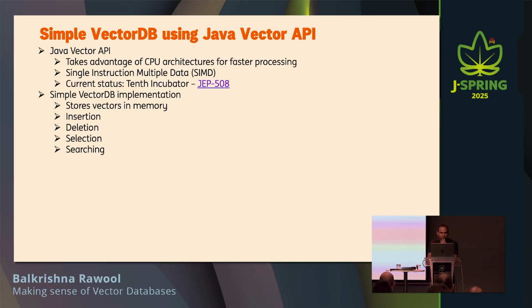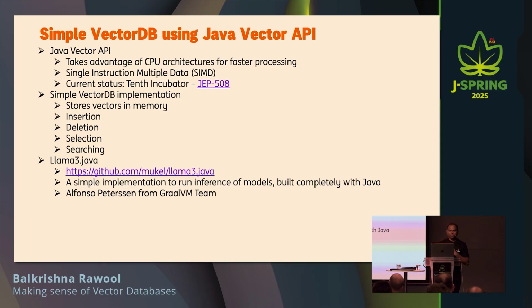But I also want to do a quick shout out to Llama3.java, which is an amazing example where Java's Vector API is being used. It's a simple implementation to run inference of models, and it is completely built using Java. It's a single Java file, although it has, I think, 3,000 lines of code, but it is still something that's completely written in Java, and it allows us to run these inference models. It's done by Alfonso Peterson from the GraalVM team. So this is actually an amazing example of where you can use Java's Vector API. What we are going to use it for is to write a simple VectorDB. Okay, so let's see how we can do that.